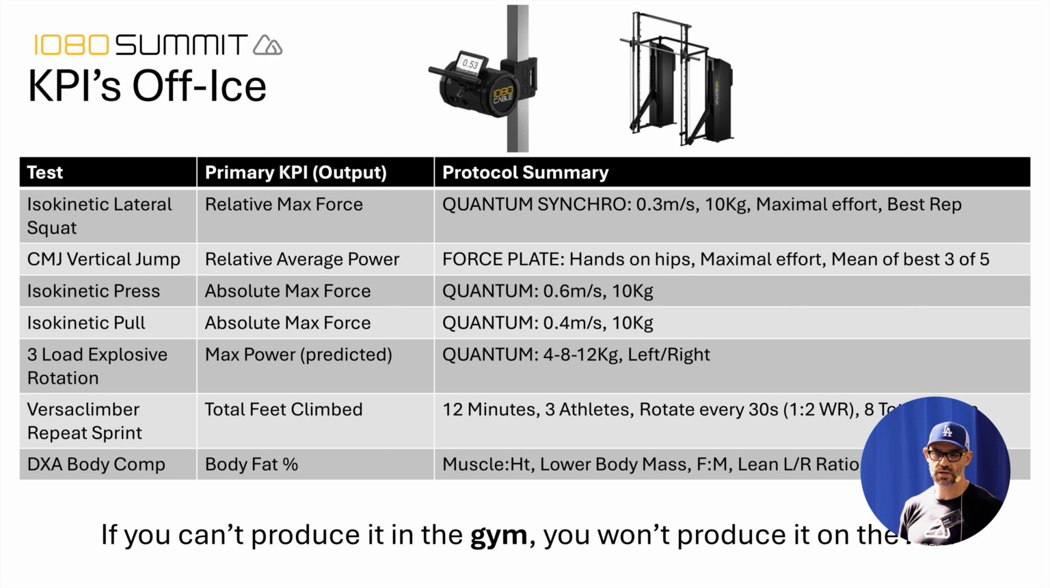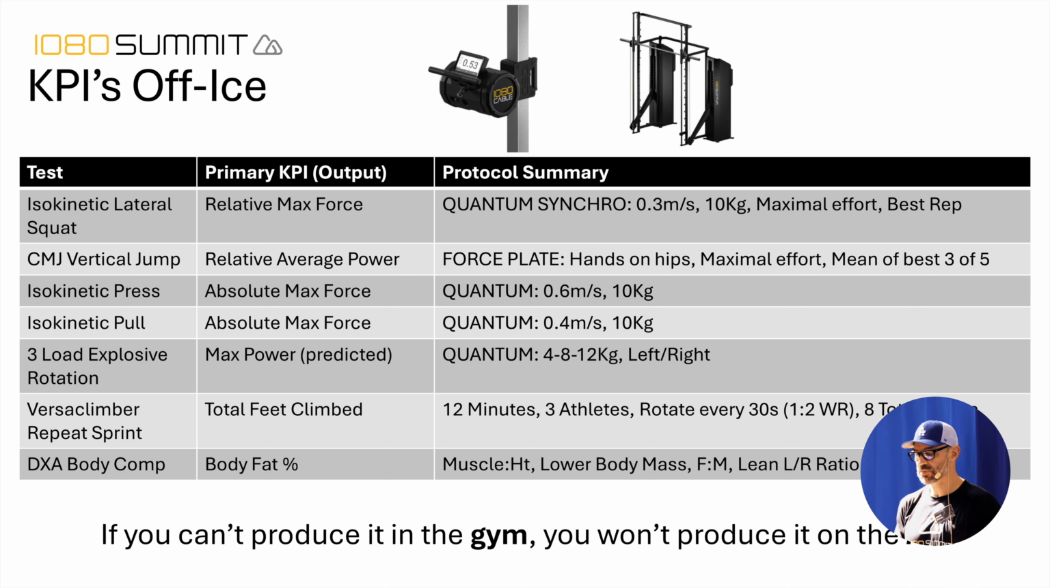Our vertical jump is a hands-on-hips protocol for body weight, and then we'll do a trap bar version. We look at relative average power, so that's sort of our KPI out of the jump. I think there's lots of good metrics that can be used. Takeoff velocity or impulse power are great. We've just hung our hat on average relative power. Again, we want to see how the athlete moves their own center of mass.